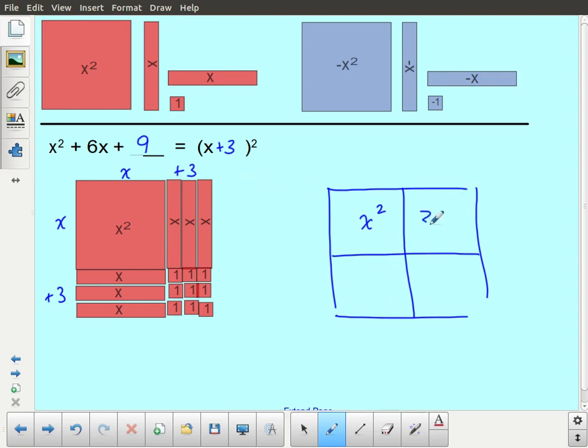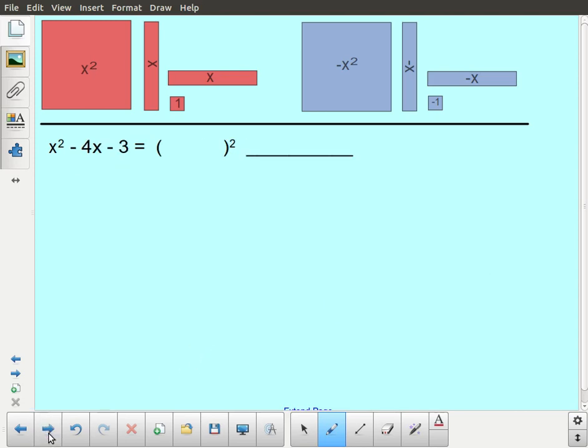So how do I do that? I put 3x here and I put 3x here. That gives me x plus 3, x plus 3, and 3 times 3 is equal to 9. So this is how you would do it with pen and paper or pencil and paper. This is how you do it with actual algebra tiles. Let's take a look at another algebra tile example.